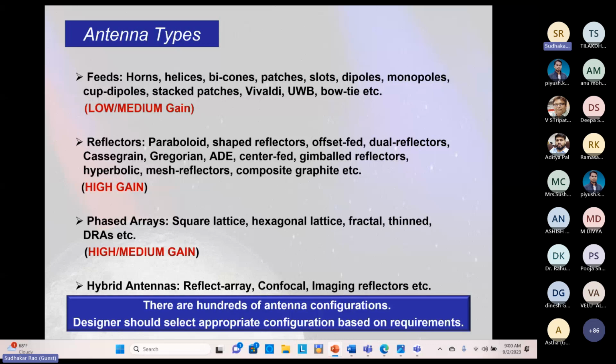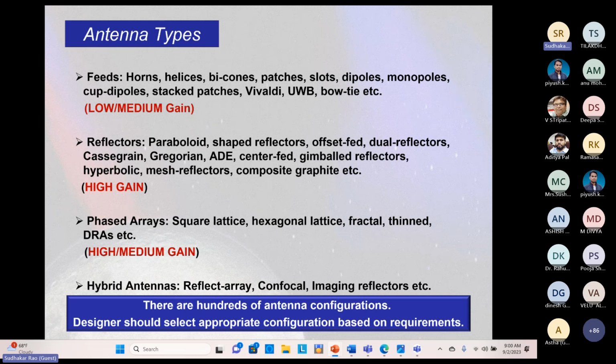Then you have different types of reflectors. I think the list is limitless. Paraboloid reflectors or shaped surface reflectors, offset fed reflectors, GL reflectors, Cassegrain type, Gregorian type, axially displaced ellipsoid type. Each one has its own advantages. Center fed reflectors, gimbal reflectors, hyperbolic mesh reflectors, composite graphite.